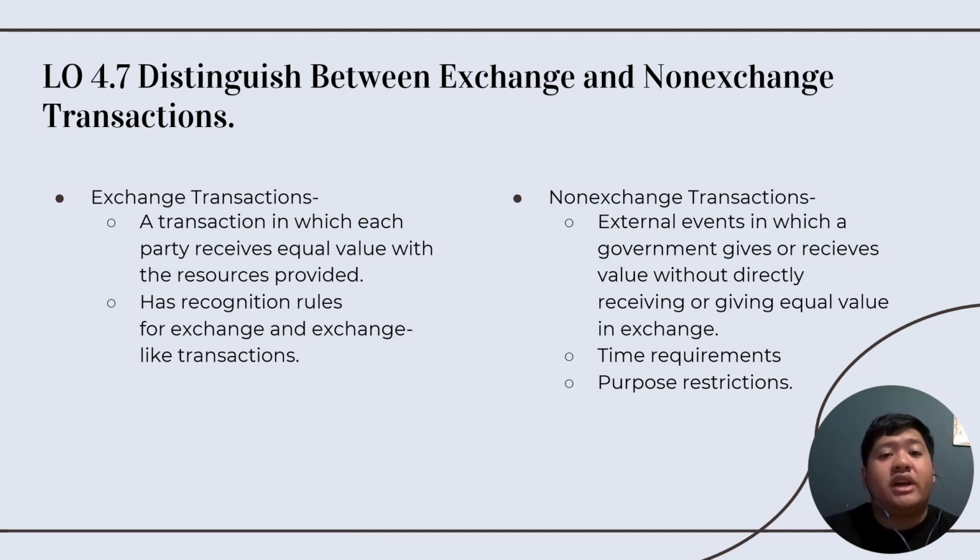Now, the non-exchange transactions are defined as external events in which a government gives or receives value without directly receiving or giving equal value in exchange. It has two concepts that affect a recipient's recognition of revenue, and these concepts are the time requirement and purpose restrictions. Time requirement relates to the period when resources are required to be used or when use may begin. It determines the timing of revenue or expense recognition, and it affects whether something should be recognized in the current period or deferred to a future period.